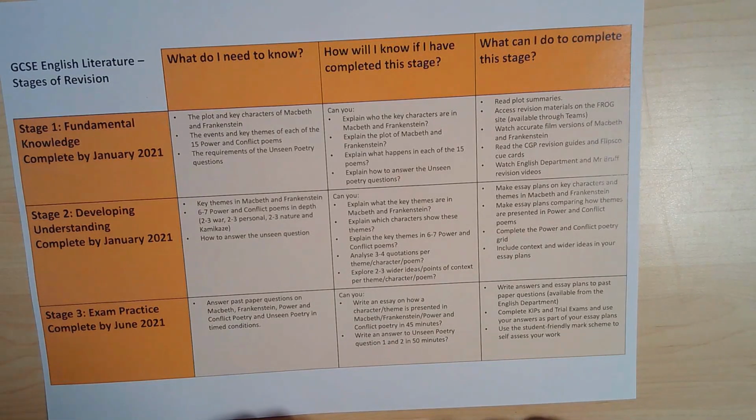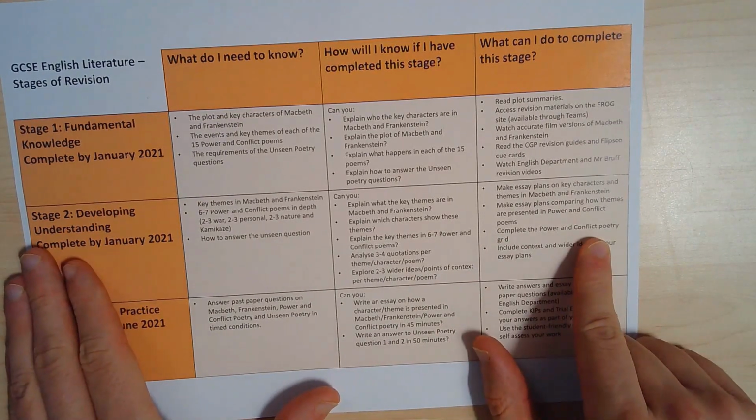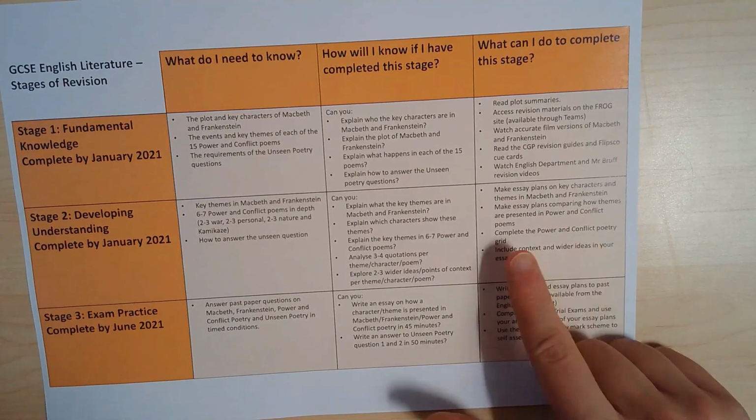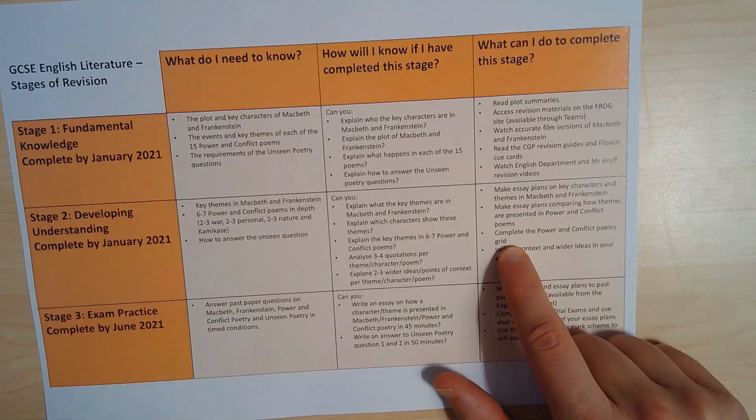So we've got a poetry grid. Some of you will have used this last year. This is available on Teams. It's available through the English department. We're going to do something slightly different in these sessions. We're going to get a few more detailed notes on these poems.